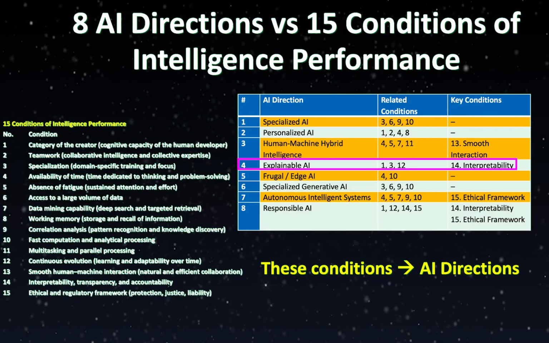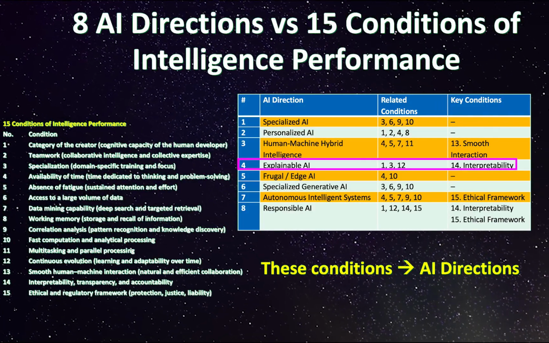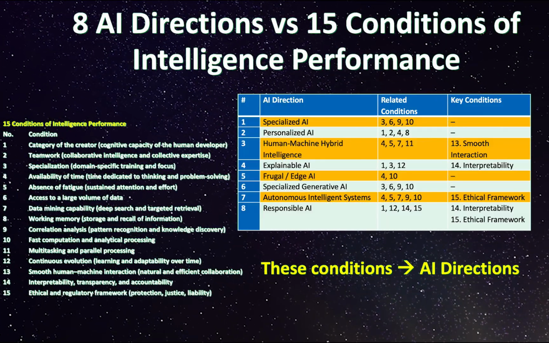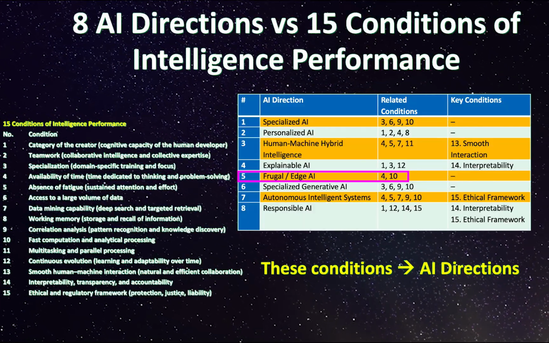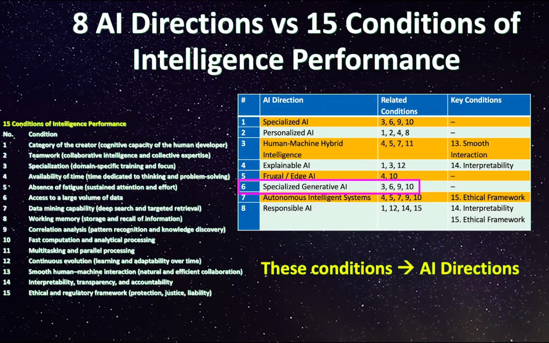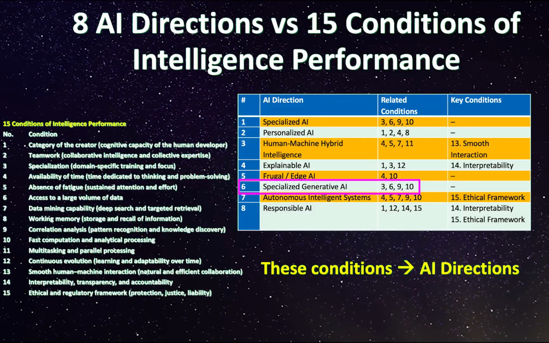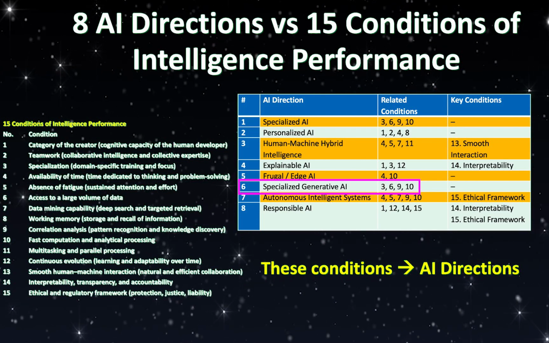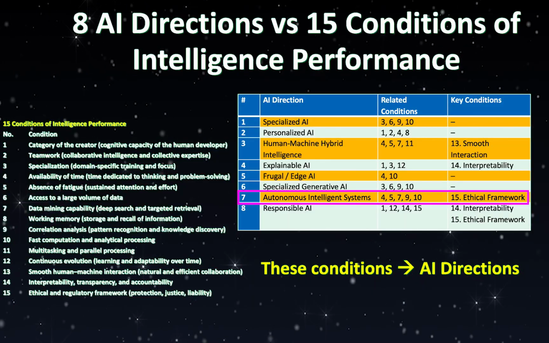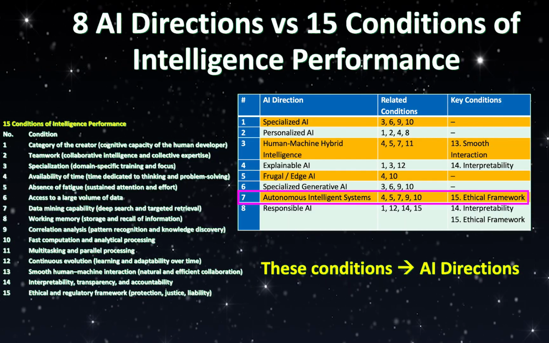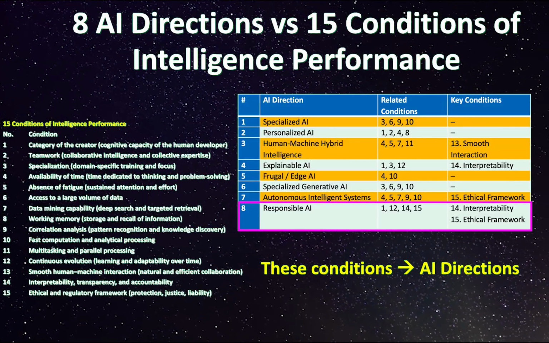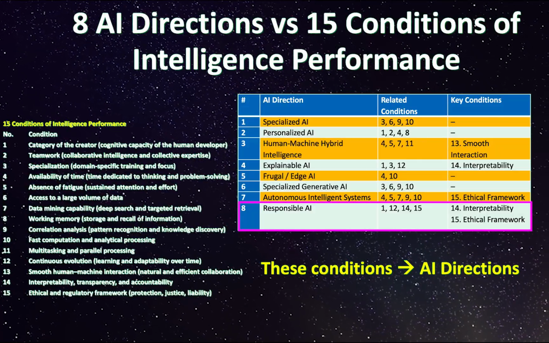Other directions include explainable AI, XAI, improving transparency and accountability, especially in high-stakes applications. Frugal or edge AI, designed for efficiency and real-time decision-making under resource constraints. Specialized generative AI, capable of producing new domain-specific content, leveraging deep pattern understanding. Autonomous intelligence systems, able to perceive, reason, and act independently in complex environments. And finally, responsible AI, which integrates ethics, fairness, and sustainability into the design process itself.